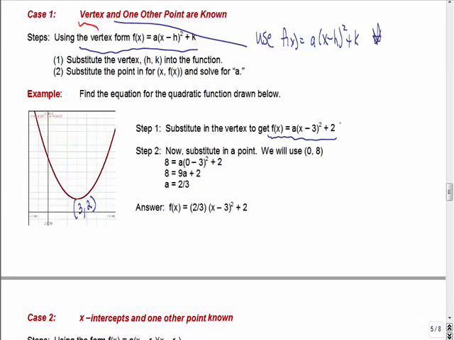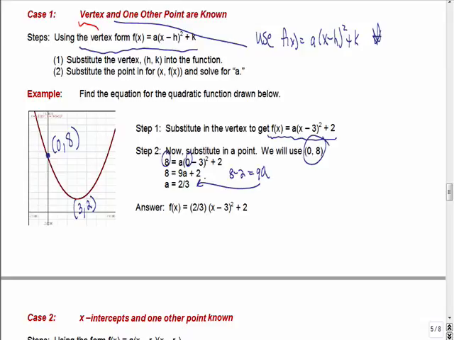Step 2, I substitute in another point. Typically we'll be given a point, but I'm going to read a point off the graph, and I'm going to read off the y-intercept, which is (0, 8). So I substitute in 8 for the y and 0 for the x. And if I do that, I get 8 equals 9a plus 2. And then I just solve that, so I'd have 8 minus 2 equals 9a. And if I do that out, I get a equals 2/3.